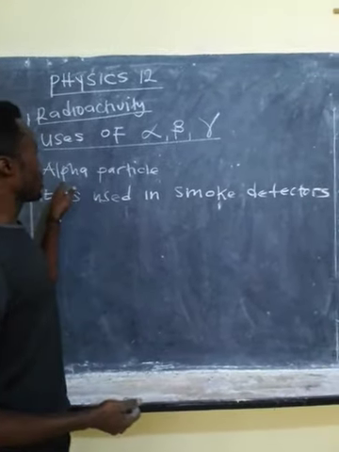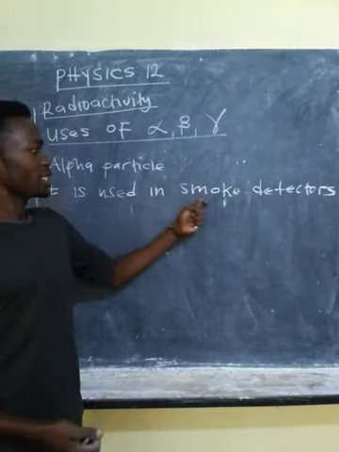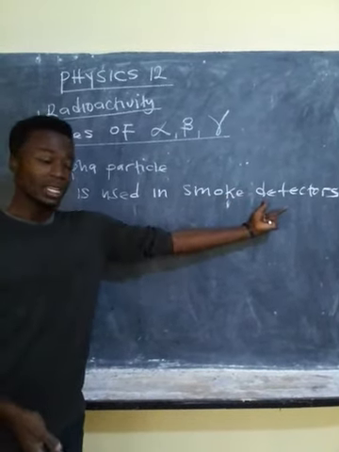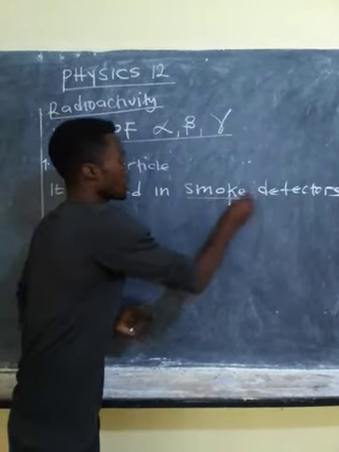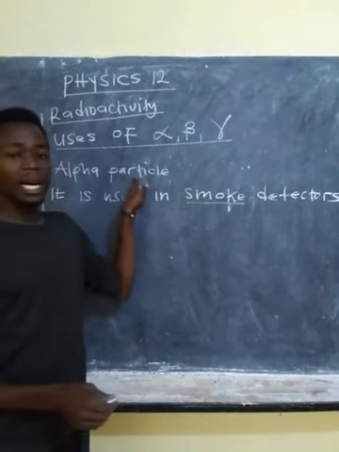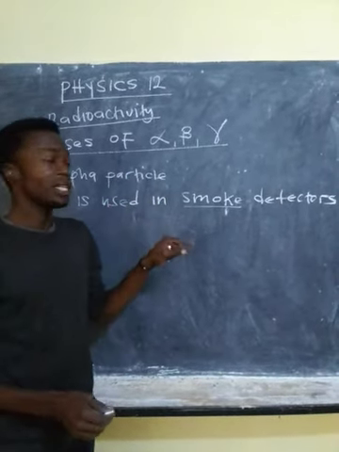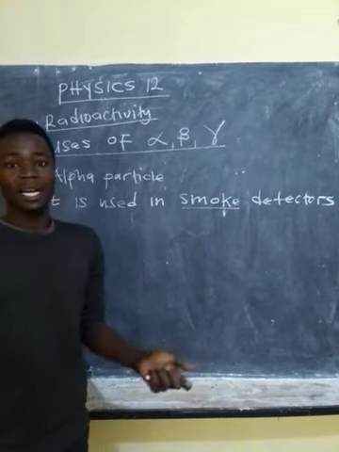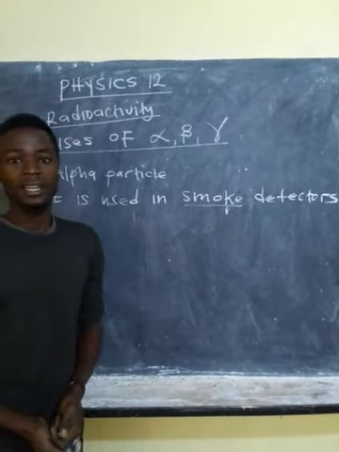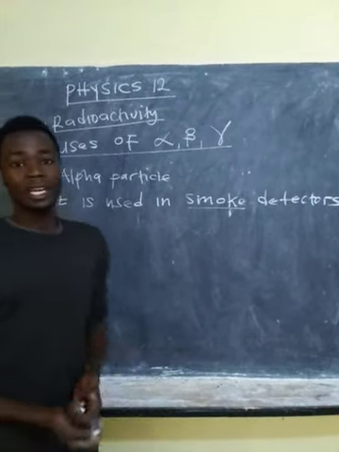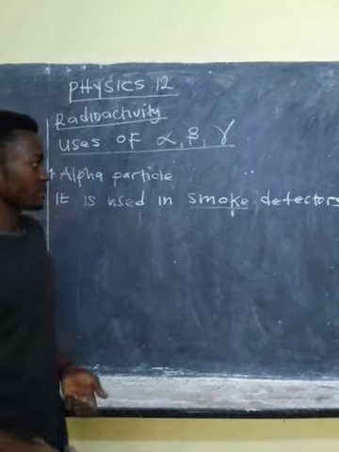So this is one use of the alpha particle. It is used in smoke detectors. Why? Because smoke can easily block the alpha particle, and it will trigger the alarm, which is going to signal that there is maybe some burning in the room or in the building.